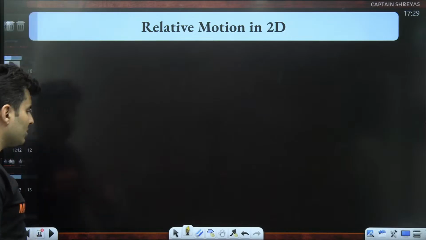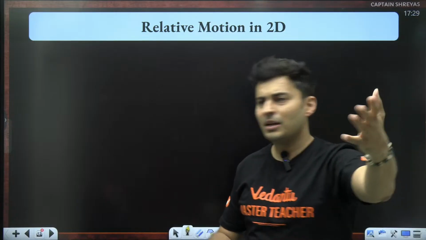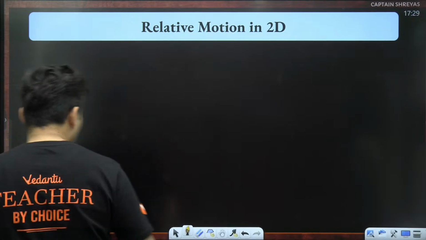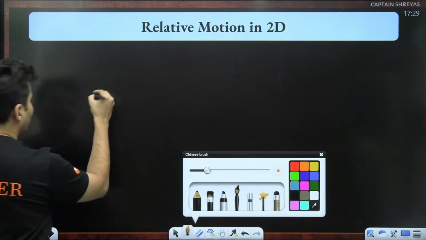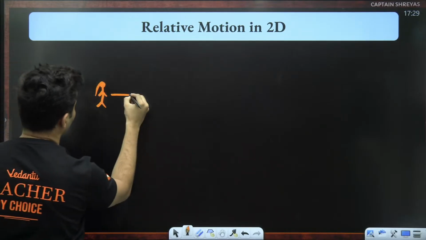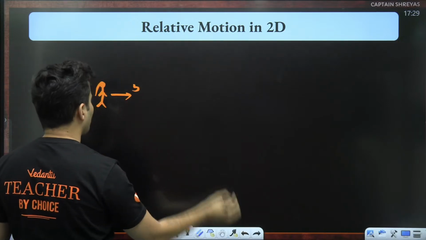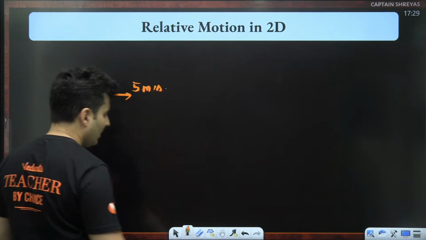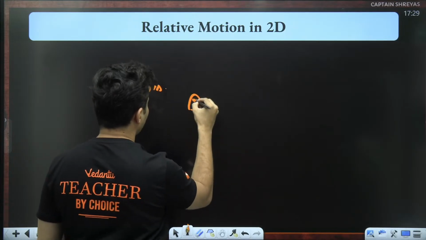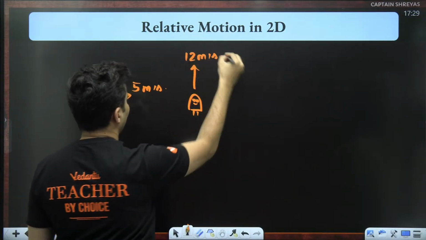Now, the same concept is also applicable even in 2 dimensions. So this is the basic theory. There is nothing different over here. The same logic is applicable even in 2 dimensions. Say for example, our Champa is moving like this with a speed of, let's say, 5 meters per second. And let's say our Pandu is moving towards the north with a speed of 12 meters per second, for example.